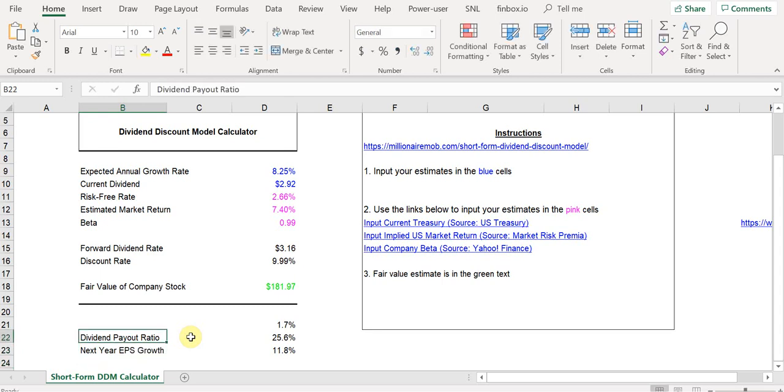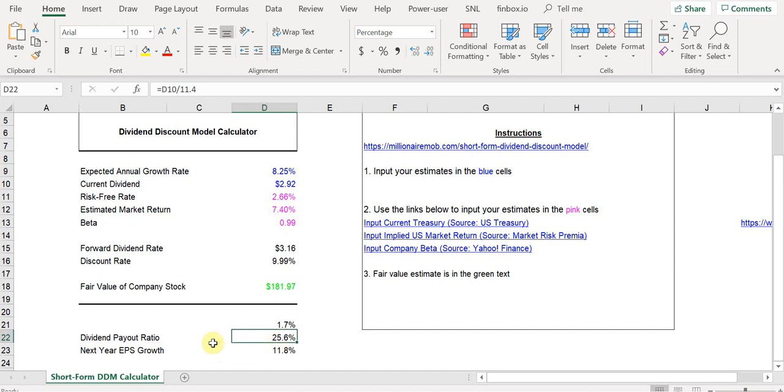So next dividend payout ratio of 25.6%, next year EPS growth of 11.8%. Apple is very, very large. I have trouble believing that they will continue to grow EPS at 11.8%. I think they're capable of doing that in terms of next year. I don't know if they're able to do that into perpetuity.